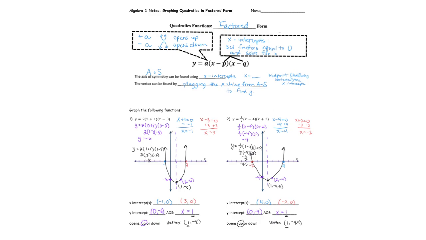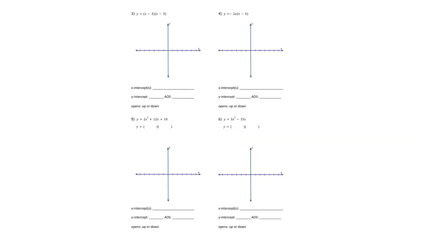So let's flip to the back side. Examples 3 and 4 match the ones on the front. They are already in factored form, so you're ready to set those factors equal to 0 to find the x-intercepts. Examples 5 and 6 are not yet in factored form. We'll need to factor those first.